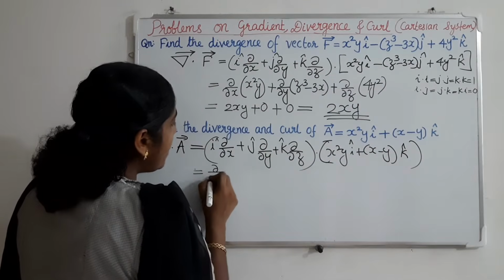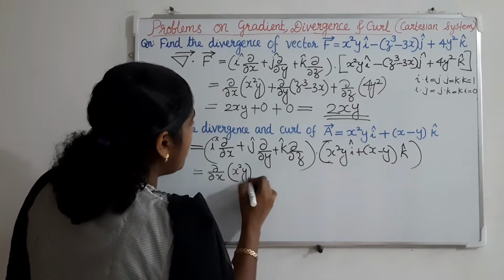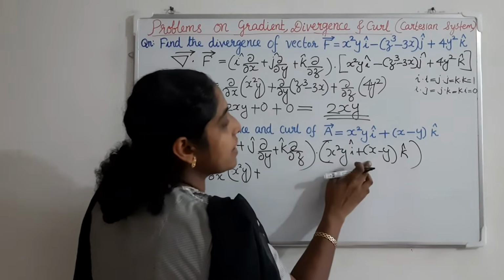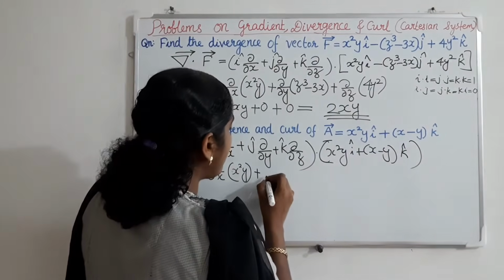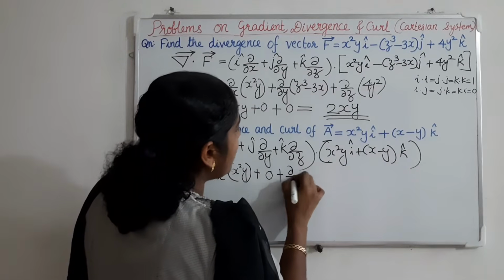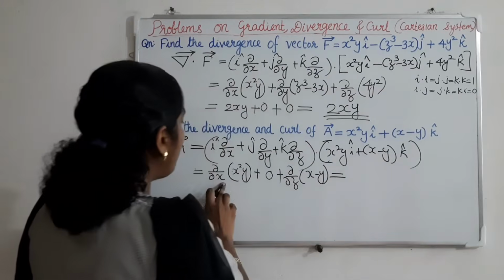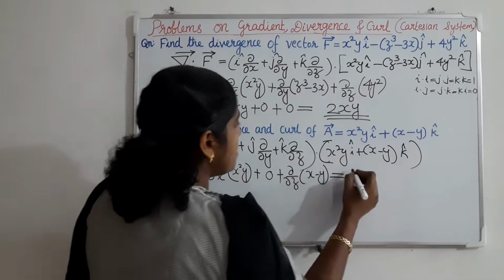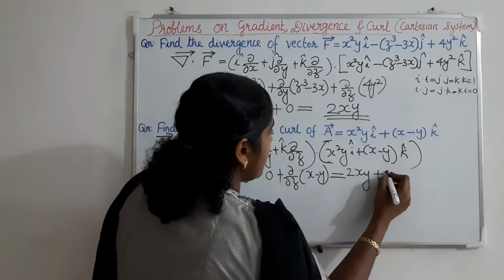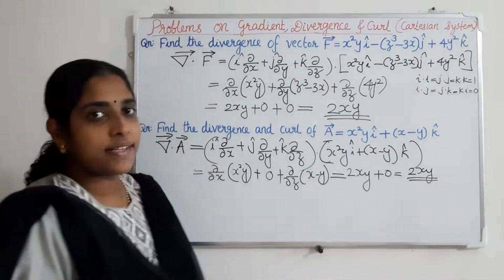That is ∂/∂x of the i component, x²y, plus the j component, ∂/∂y, but in the vector there is no j component, so that is 0, plus the k component, ∂/∂z of (x − y). That is equal to ∂/∂x of x²y, which is 2xy, plus ∂/∂z of (x − y), which is 0. So the divergence of the given vector is 2xy.